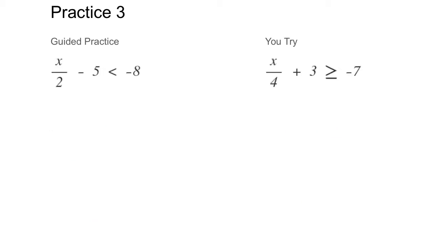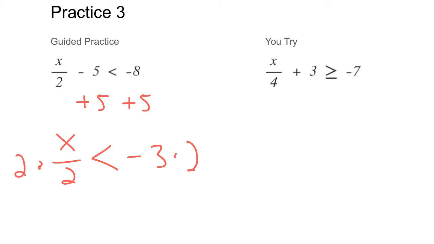Okay, let's do the guided practice first. I'm going to add 5 to both sides. That leaves me with x over 2 is less than negative 3, because negative 8 plus 5 is going to give me negative 3. I'm going to multiply both sides by 2, because I'm dividing by 2, so I have to do the opposite. That leaves me with x is less than negative 6. And again, I don't flip because I didn't multiply or divide by a negative to find the answer. Now, you try the one on your own.